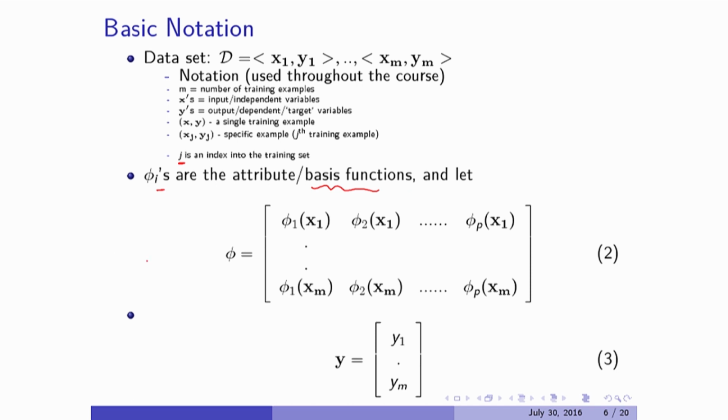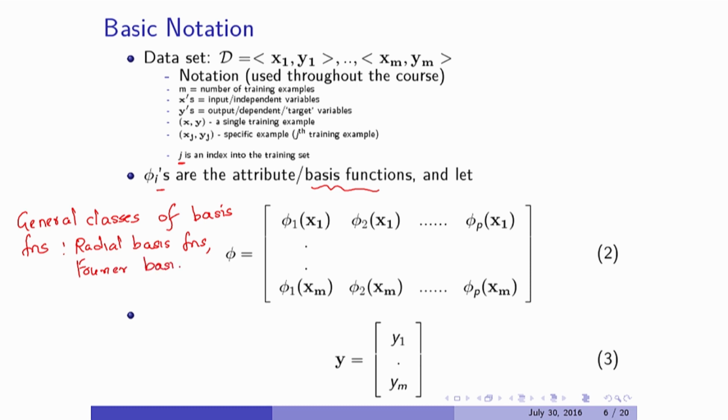So the phi's could be very specifically designed for a domain, but there are also general classes of basis functions which could be obtained off the shelf. Examples are the radial basis function or the Fourier basis or wavelets and so on.